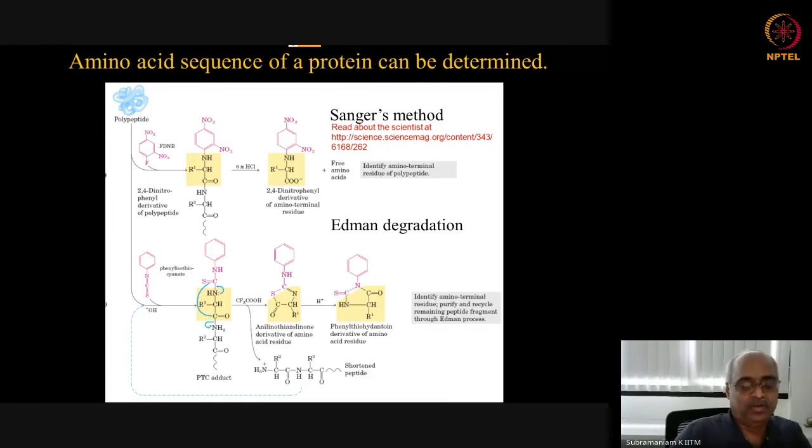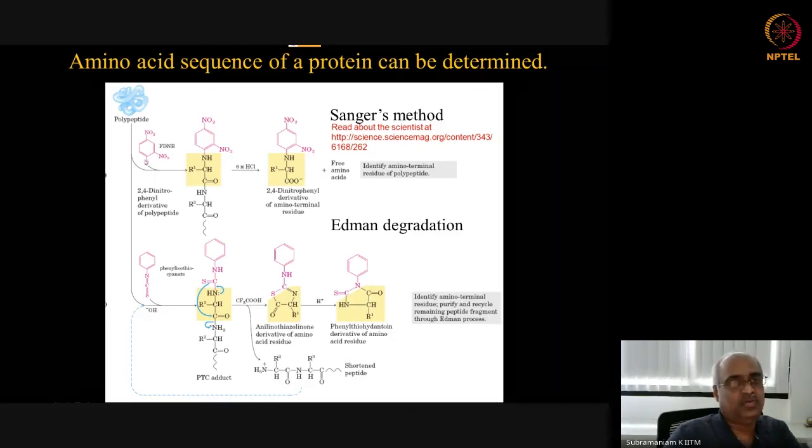And that amino acid that has the free amino group is the N-terminus of the chain. So this I told you already. And the other end will have the carboxyl group free, which we call the C-terminus. So the N-terminus amino acid is derivatized using a reactive group. Here the group that we used is the FDNB.